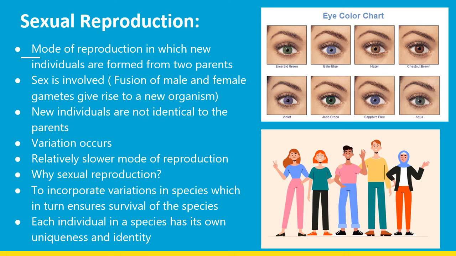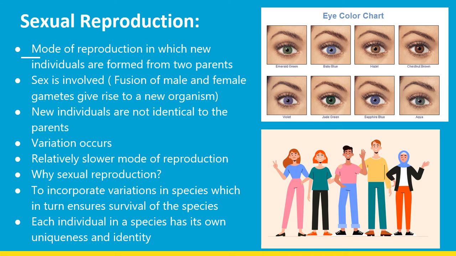Next, we should pass on to sexual reproduction in organisms. Sexual reproduction is the mode in which new individuals are formed from two parents. Here, I would like to stress that sex is involved. That is, the male sex as well as the female sex produce their own gametes, and the fusion of the male gamete and the female gamete gives rise to a new organism. So the new individuals are not identical to the parents. Variation occurs because it is sexual reproduction, and it is a relatively slower mode of reproduction.